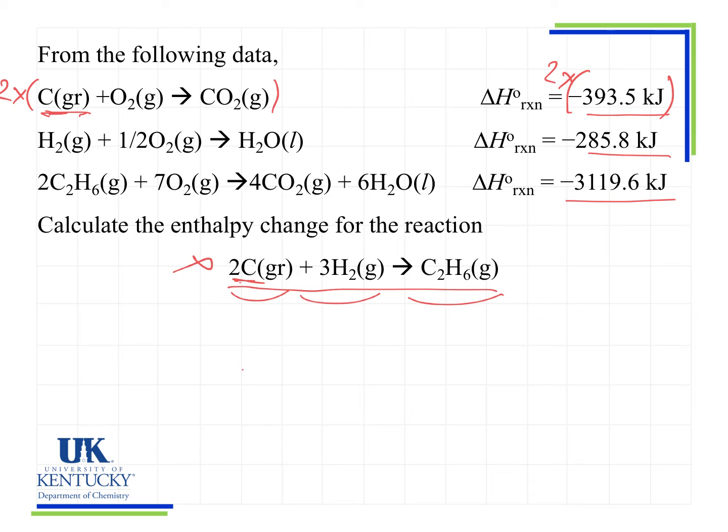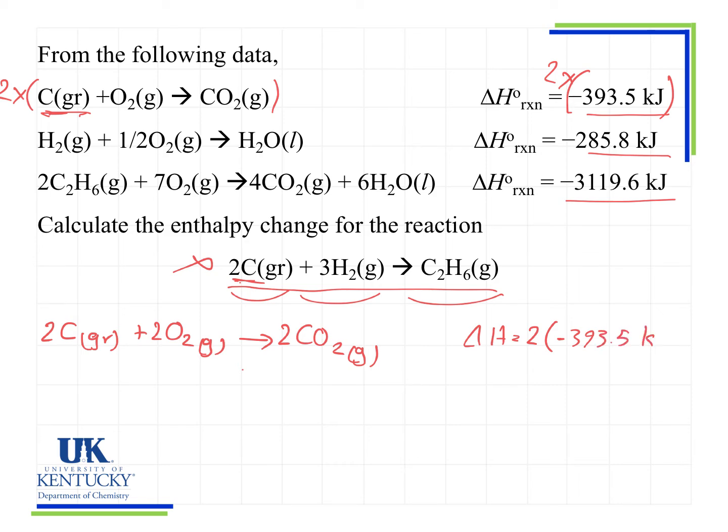So let's write down the first one. So now I have 2C graphite plus 2O2 as gas gives me how many moles of CO2? 2 moles of CO2 in gas. And the delta H is what? It is 2 times negative 393.5 kilojoules.